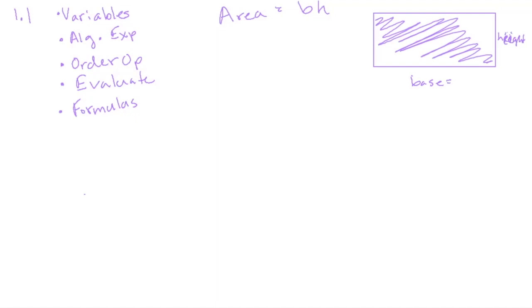So for example, if the base was 3 and the height was 5, we know the area would be 15, right? Or more importantly, if the base is 3 centimeters and the height is 5 centimeters, then we know the area would be 15 centimeters squared. Why? Because you'd have 3 cm times 5 cm. 3 times 5 is 15, and then cm times cm is going to be cm squared. So this would be 15 square centimeters.